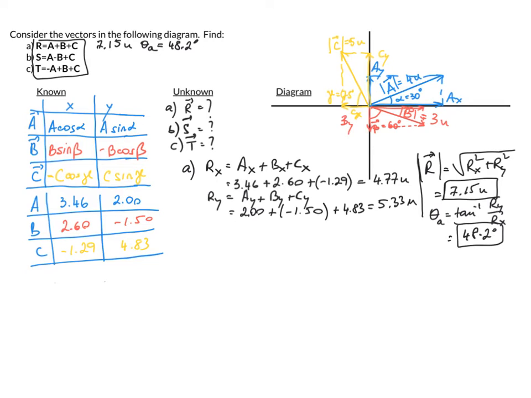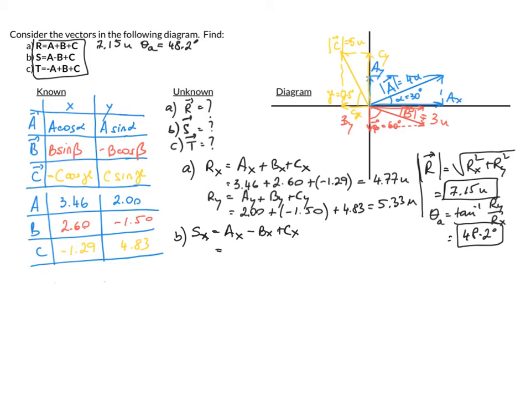All right, now in part B, I need to find again the x component of s and the y component of s, and then combine them. So s sub x is, okay, what's the equation? A minus b plus c. So that will be a sub x minus b sub x plus c sub x.